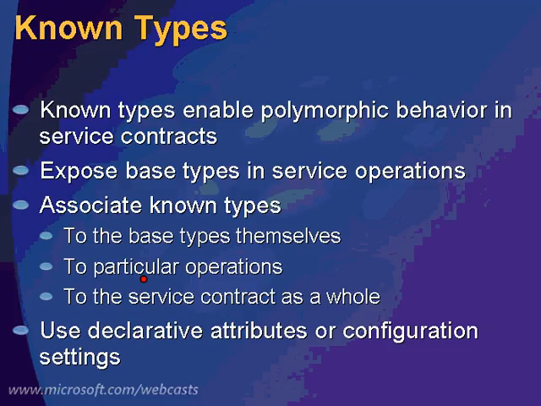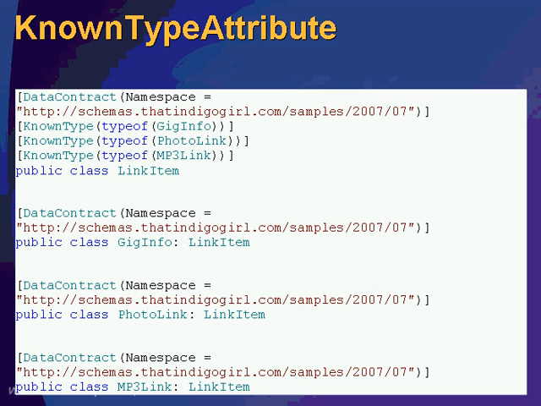You can also specify it at the service operation or on the overall service contract if you would prefer not to globally state which known types are acceptable in each contract. So I'll show you a couple of examples there.